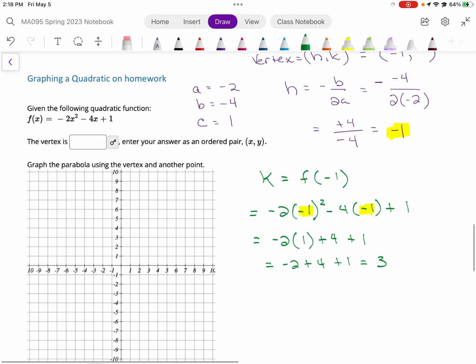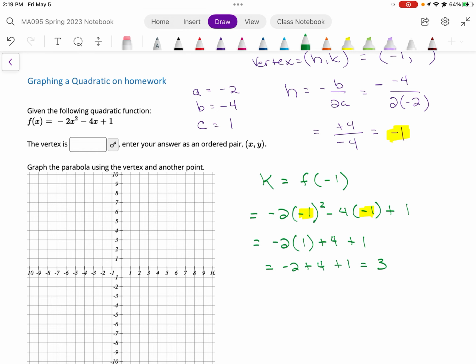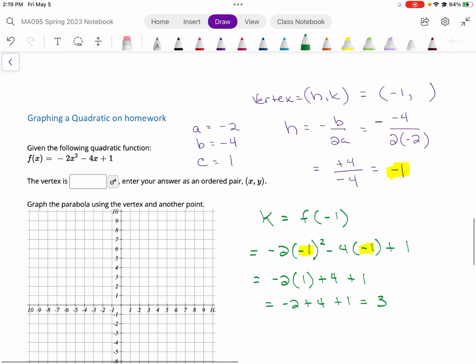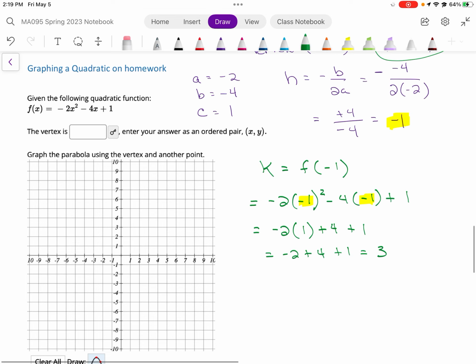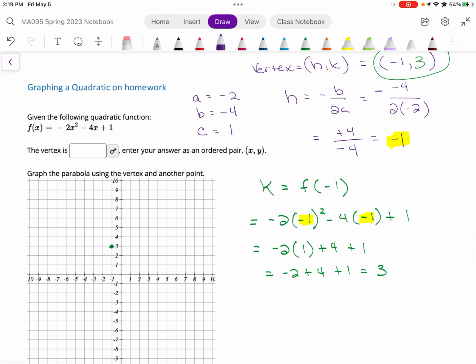All right, so now we have this point. It is 3 as the k value. So I'm going to come up here, and that's my vertex. So -1, 3 is here. I'm double checking that I did this correctly, because I did not write down a key for this. I'm just doing it as I go, so I want to make sure I've got it right. All right, so the vertex is -1, 3.